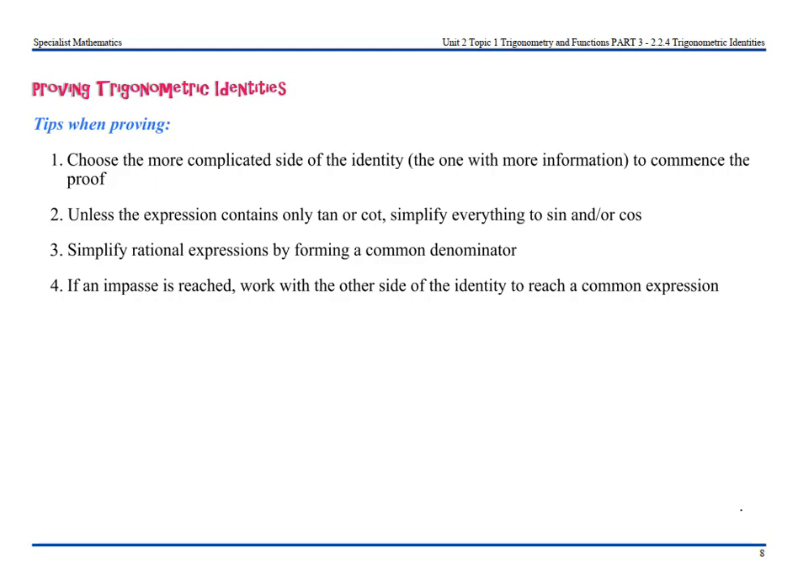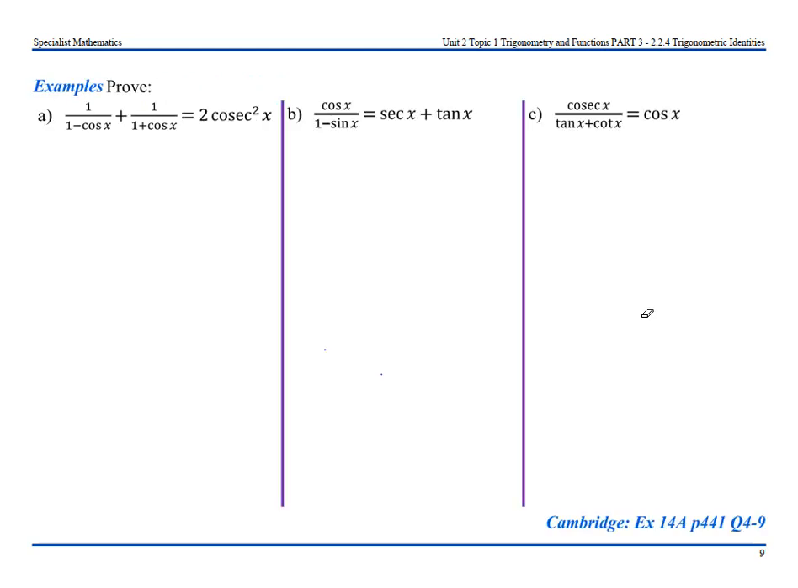Third, simplify rational expressions by forming a common denominator. And fourth, if an impasse is reached and you can't go anywhere, work with the other side of the identity to reach a common expression. So let's look at some examples.